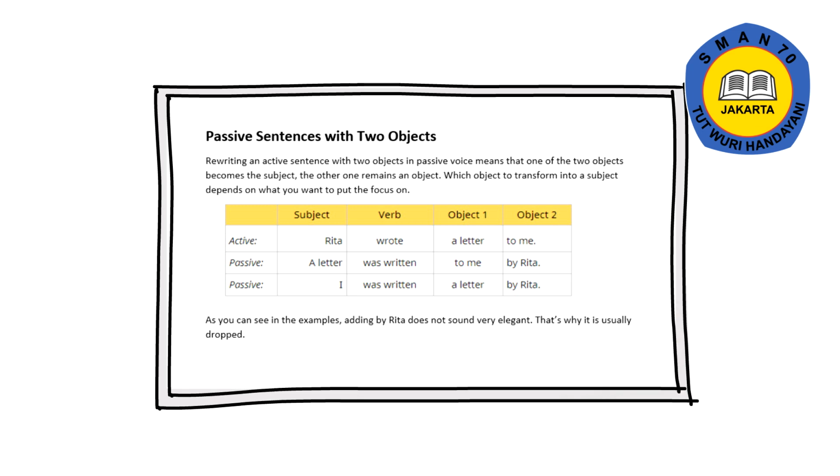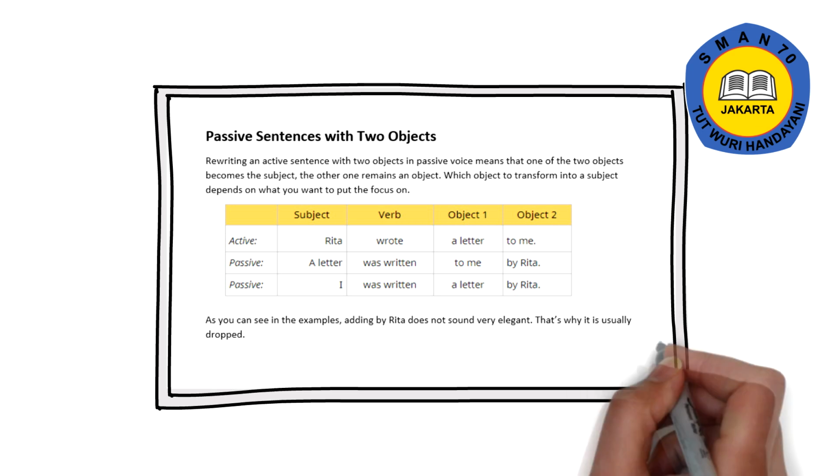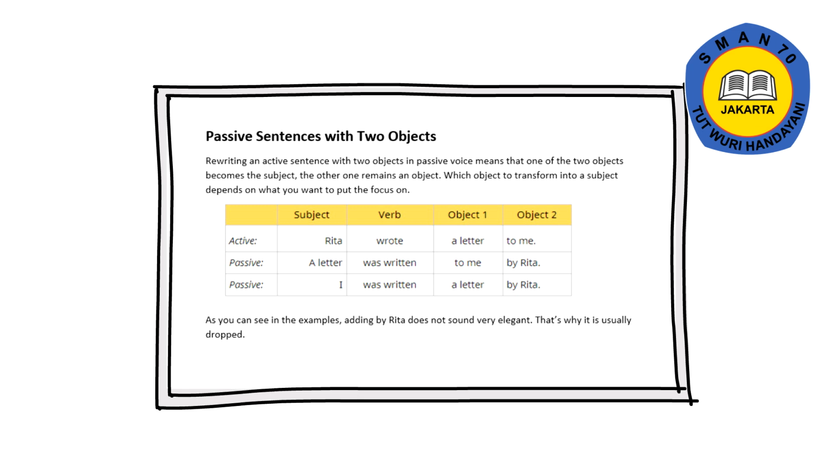For example, in the active form, it is Rita wrote a letter to me. And you turn it into passive, a letter was written to me by Rita. Another passive one is I was written a letter by Rita. You can see from the passive one where the first one is the letter. The letter was written to me by Rita.